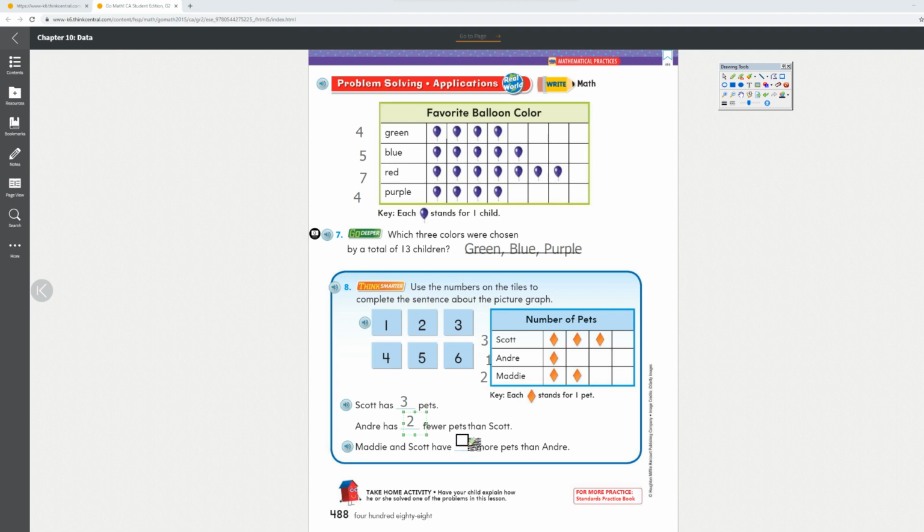Maddie and Scott have how many more pets than Andre? 4 more than Andre. Because if you add Maddie and Scott together, they have 5. Altogether, they have 5 pets. And if you subtract Andre's pet, you will get the number 4. So they will have 4 more pets than Andre. Because Andre starts with 1, and they start with 5. So they're going to have 4 more than Andre, because he started at 1.